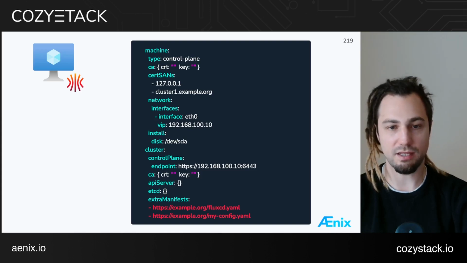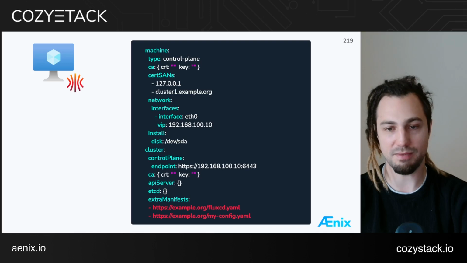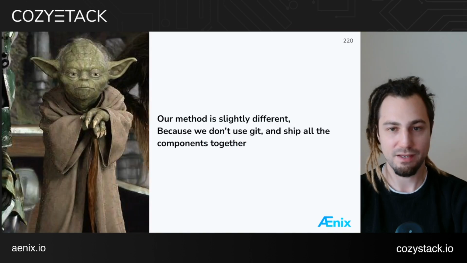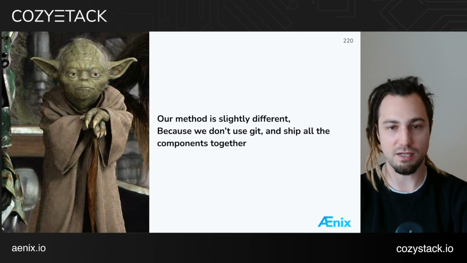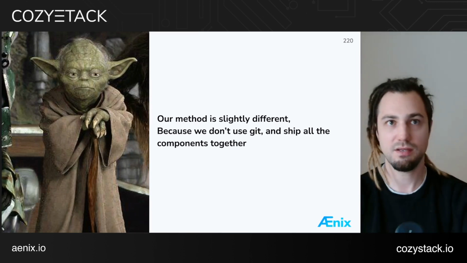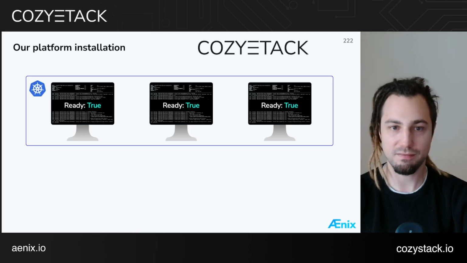The only thing is it doesn't work very well, because we found that sometimes it might be better to do it intentionally rather than providing the configuration such way. So our method is slightly different because we don't use Git. We actually want to make a box solution, and we did this box solution and we utilized Flux for that. Let me explain how it works.